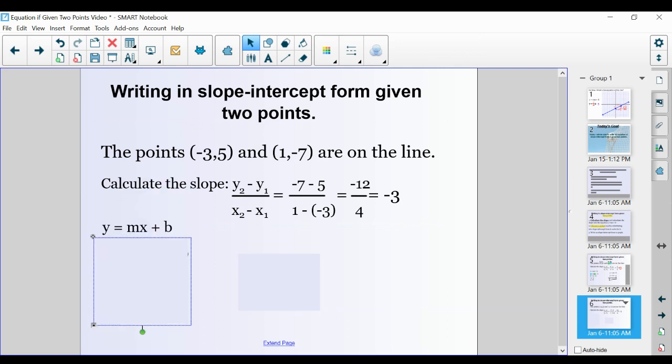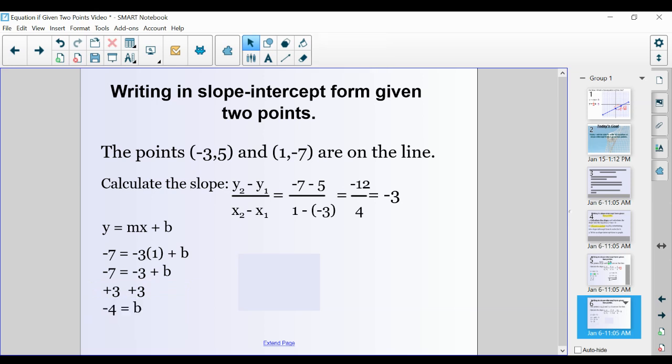So we have y equals mx plus b. We're going to substitute in x, y, and our slope. So in here, I used the coordinate point (1, -7). Therefore, we get -7 is equal to -3 times 1 plus b. We get -7 is equal to -3 plus b. We add 3 on both sides, and we get that b is equal to -4.